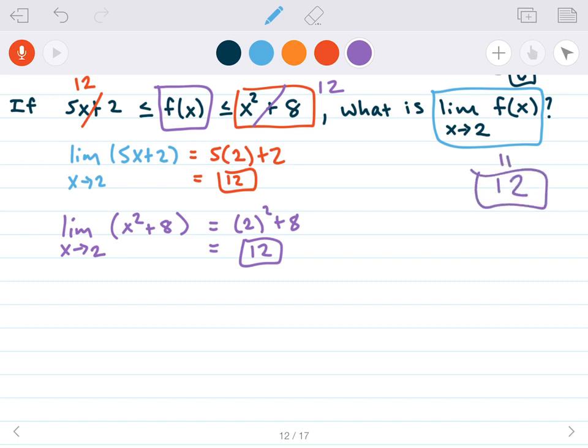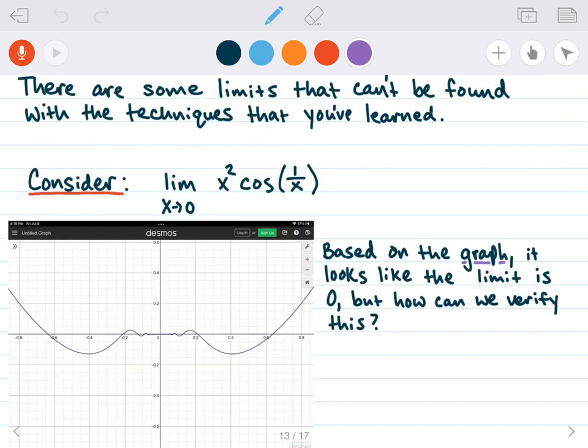Let's take a closer look at this. We use the sandwich theorem when all of the other techniques can't be used. We learned a bunch of different ways to do this. We used factoring to remove discontinuities. We divided top and bottom by the highest power term for limits at infinity. We used graphs. We did all kinds of stuff. This is just another tool in your toolbox for limits.